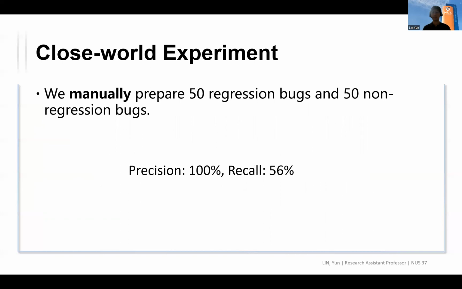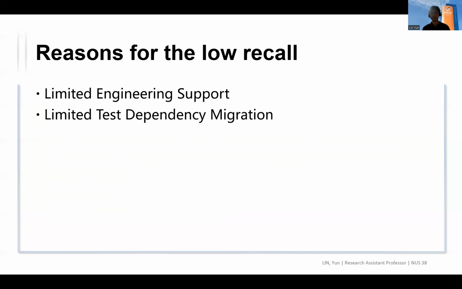We investigate whether RegMiner can report regression bugs while ignoring those non-regression bugs. Given it is an information retrieval problem, we use precision and recall as metrics. The results show that we can achieve a precision of 100% and a recall of 56%. The main reason for the low recall lies in our limited engineering support and test migration.